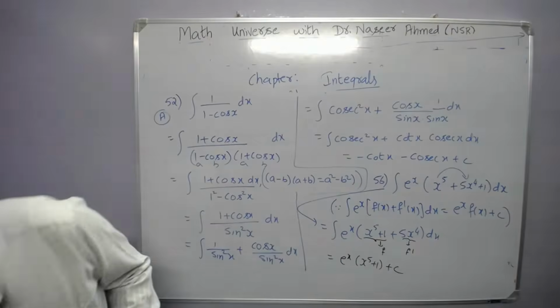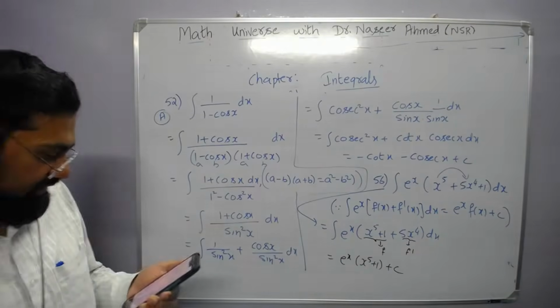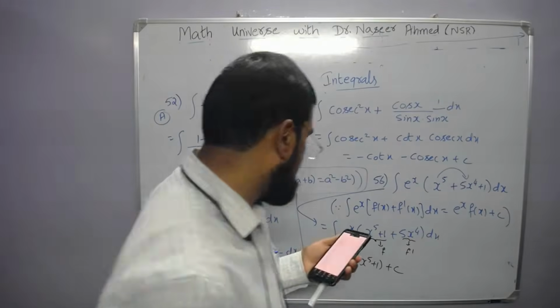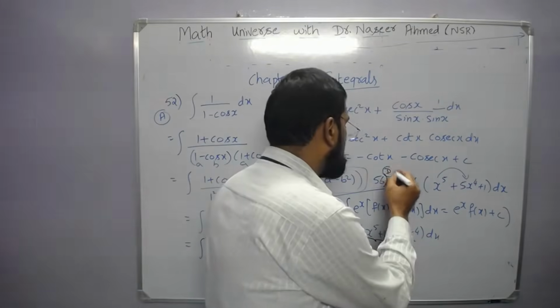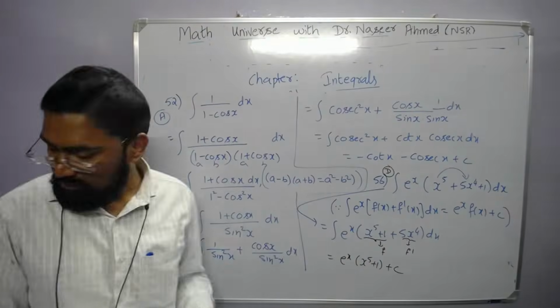So which option? Check which option. Let's check the option. 56. Option D. Dom is correct.